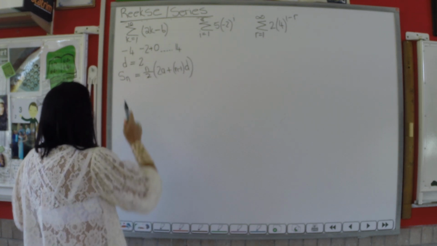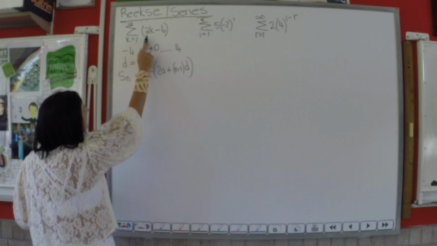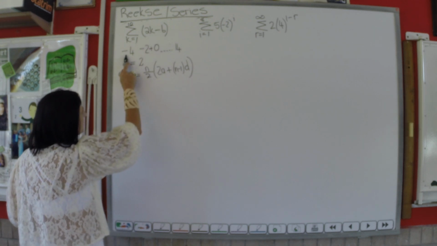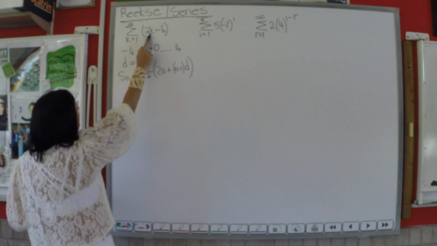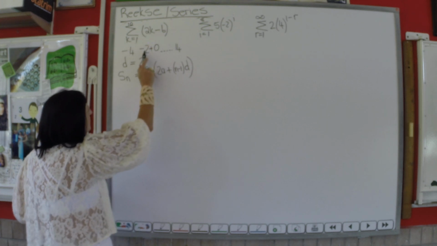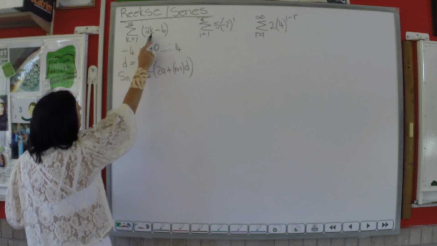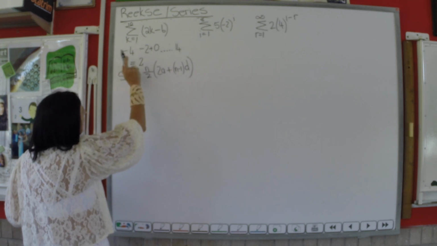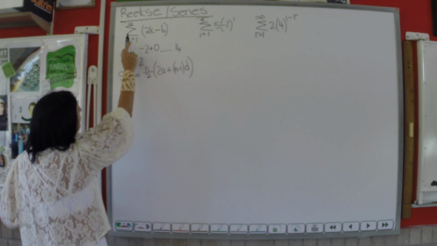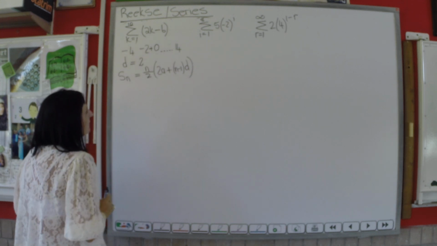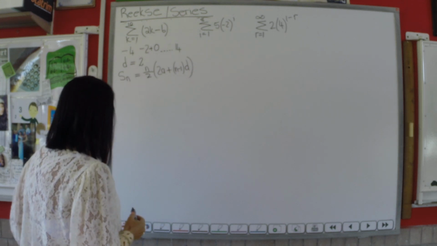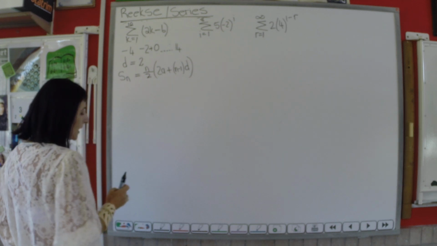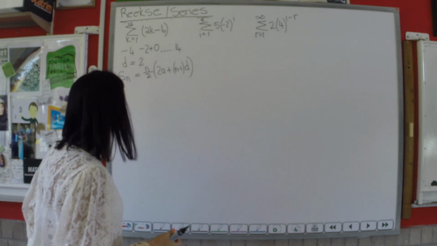So kom ons begin. If you substitute 1, it's 2 minus 6, first term is minus 4. 2, 4 minus 6, minus 2. 3, 6 minus 6 gives you 0. The last term is going to be 2 times 10, 20 minus 6 gives you 14. So now we can check whether this is arithmetic or geometric.